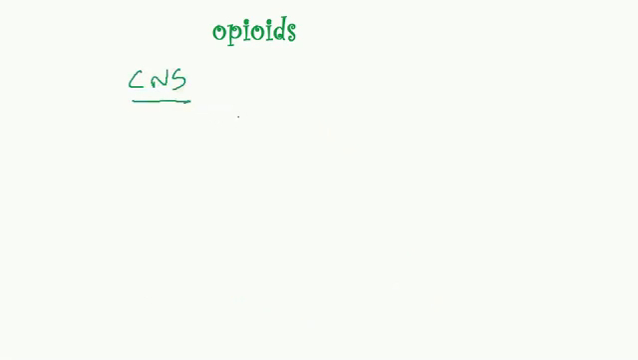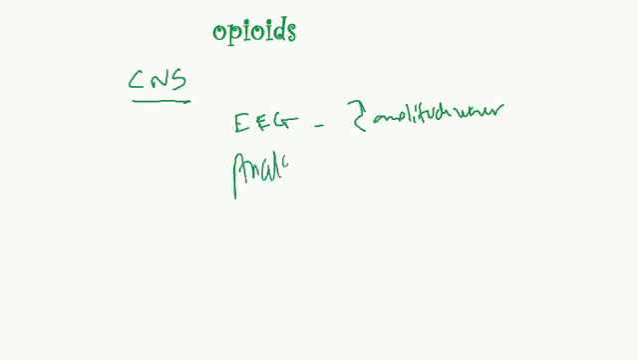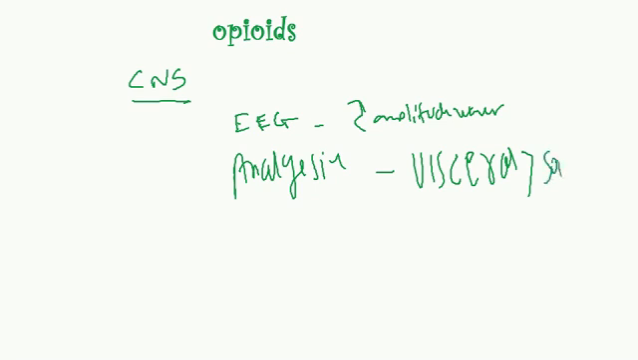CNS: on EEG, it causes high amplitude waves. It causes analgesia, visceral better than somatic. Action is both supraspinal and spinal.